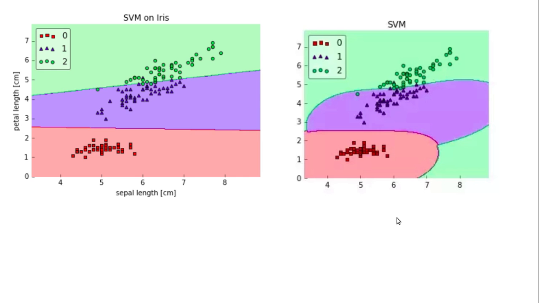Now we generally do a support vector machine on the Iris dataset. This is from the scikit library, and this is one of the most common examples that is used. We have sepal length and petal length, and we have 0, 1, 2, and these are the two examples of support vector machine. Both of the figures are more or less the same.